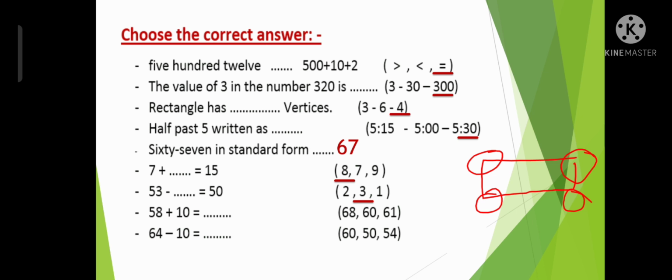58 plus 10. When we add 10, the ones place will be the same number, but we add 1 to the tens place. Then 58 plus 10 equals 68. 64 minus 10. When we subtract 10 from any number, the ones place will be the same digit, okay? But we subtract 1 from the tens place. 54.